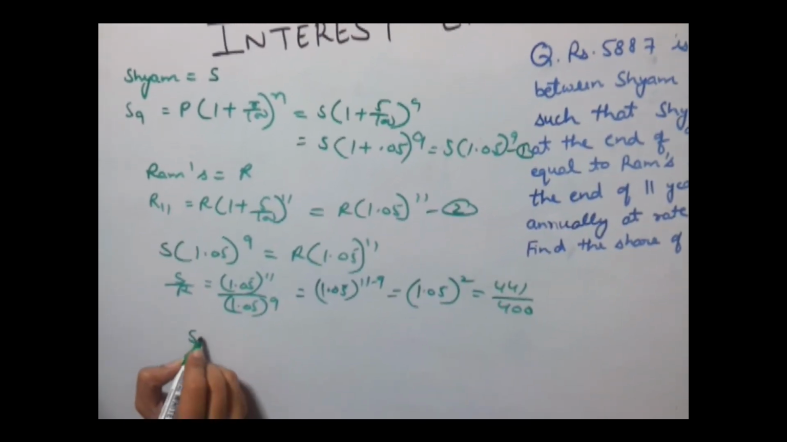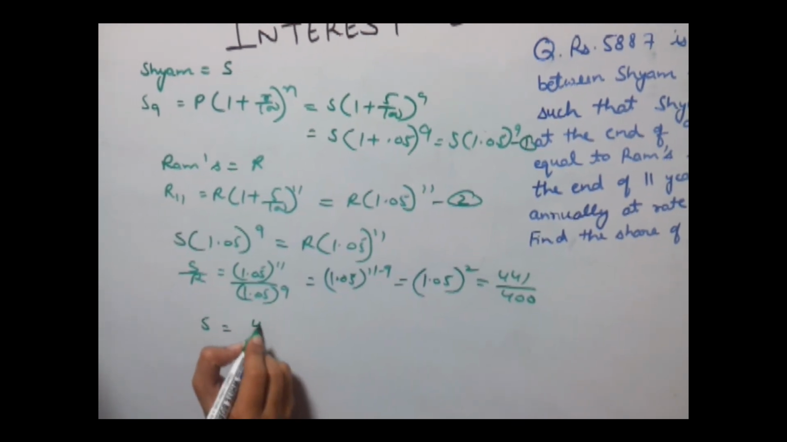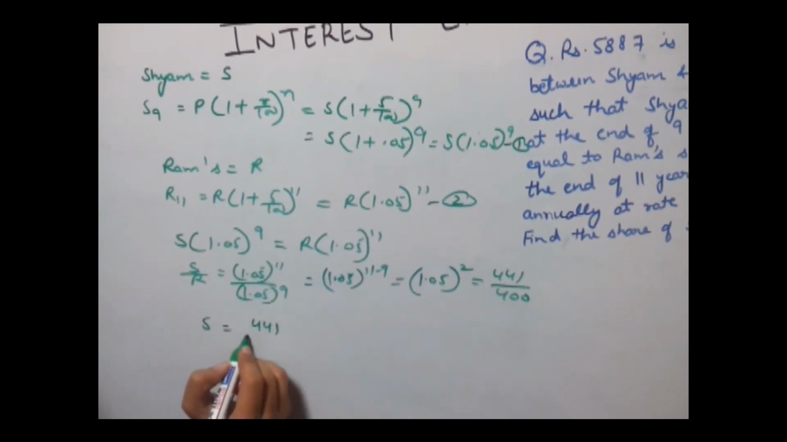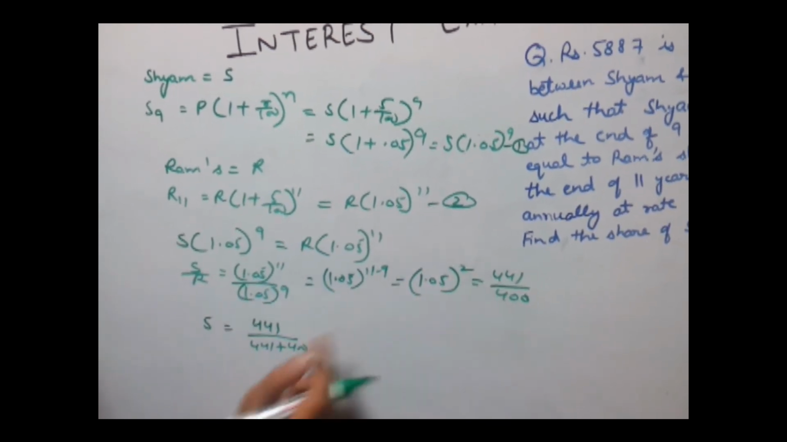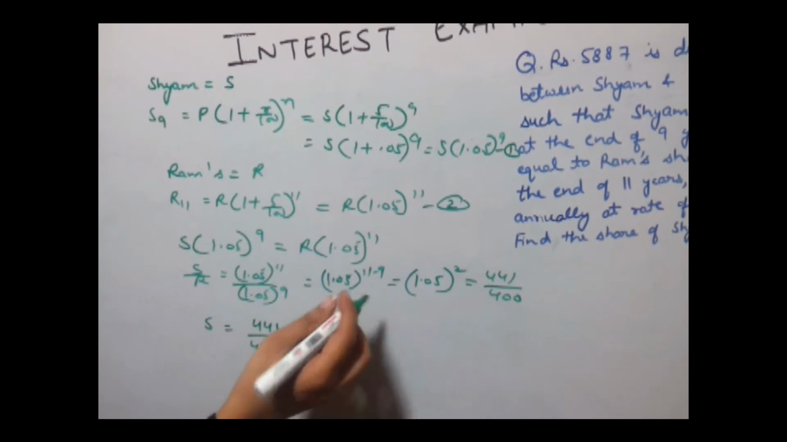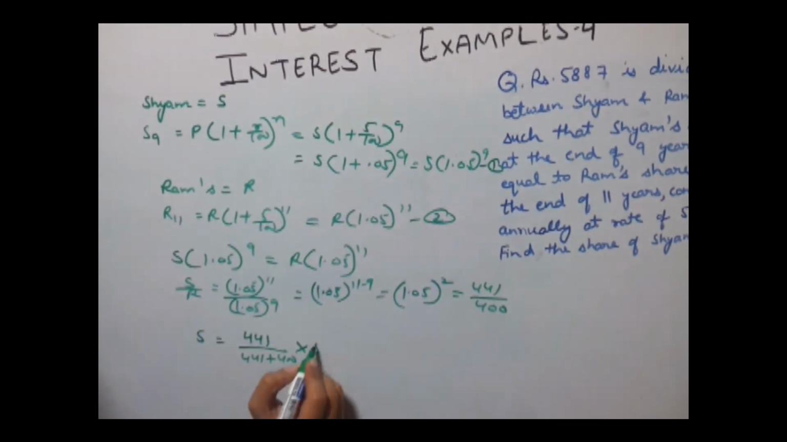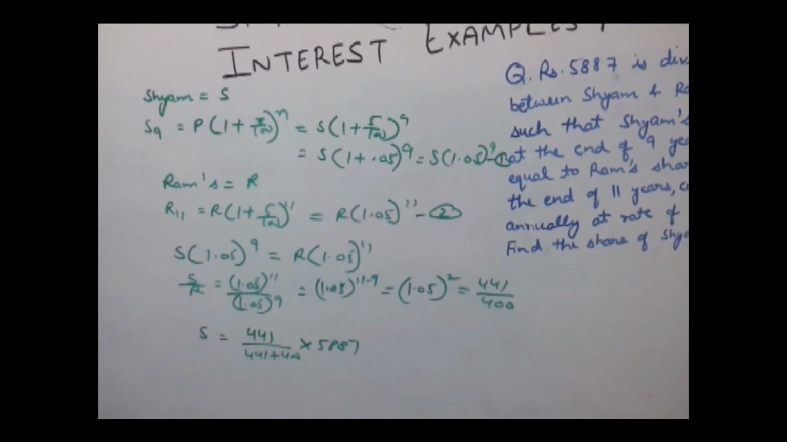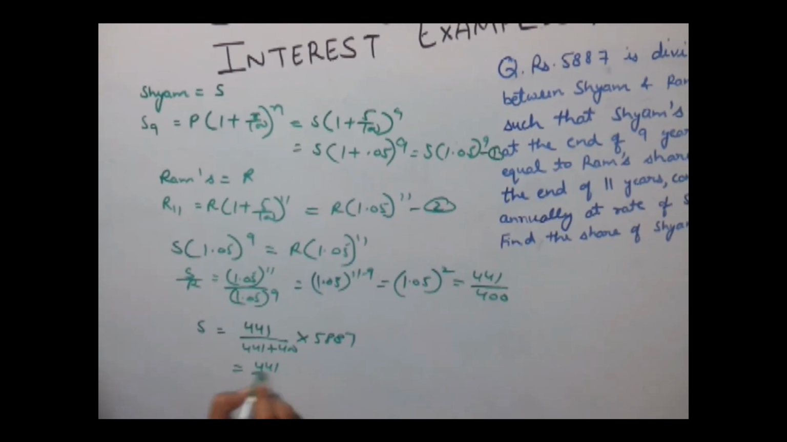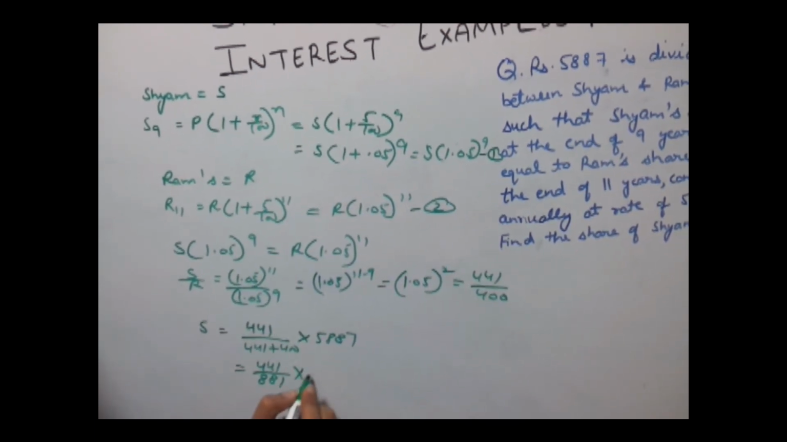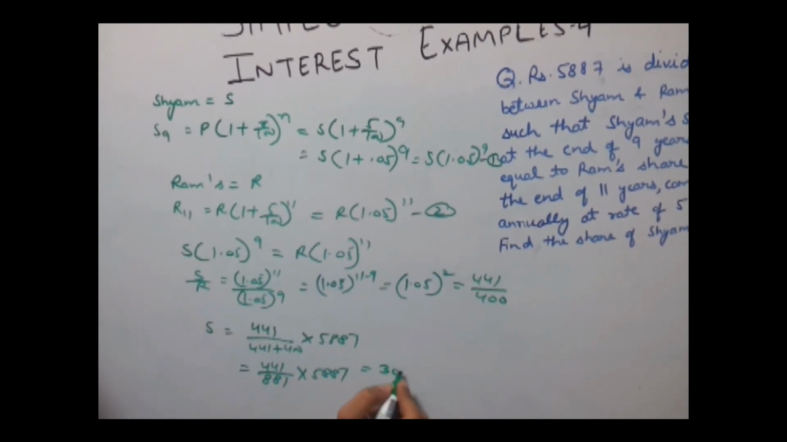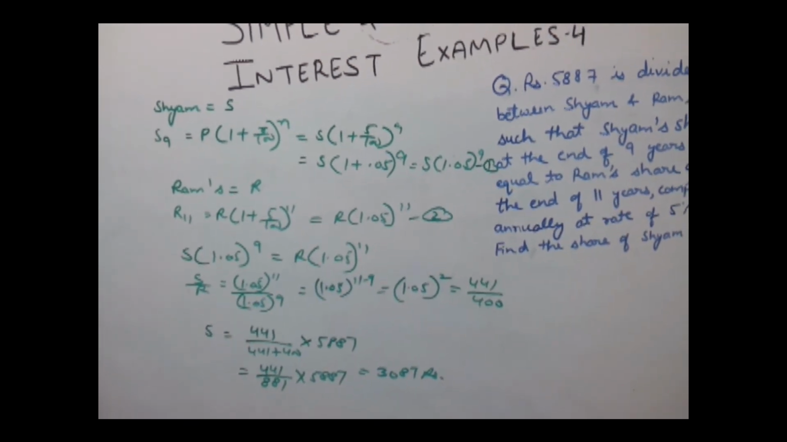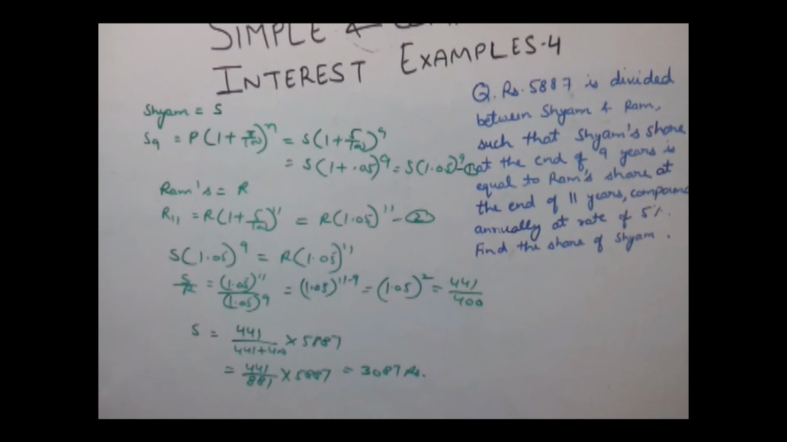So Shyam's share S will be equal to 441, this is the ratio of Shyam, upon 441 plus 400, that is the summation of the ratios, into the actual amount which was divided, which is 5887. We'll get 441 upon 841 into 5887. After solving this, we will get 3087 rupees. So share of Shyam is 3087 rupees.